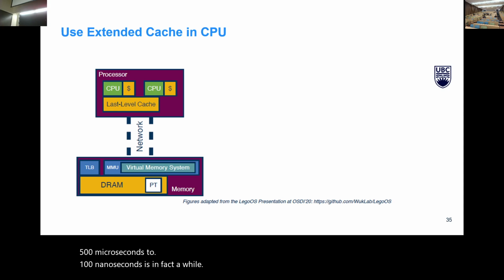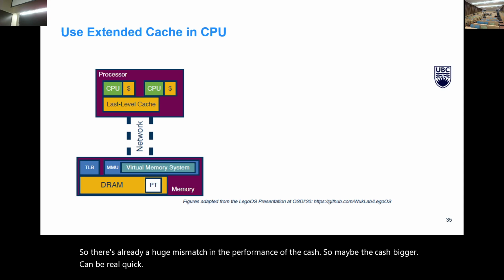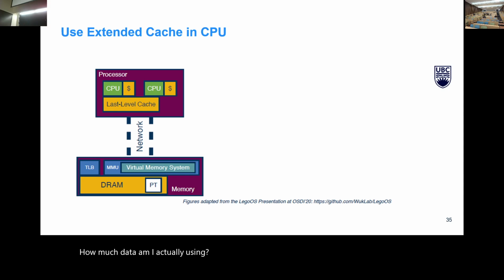So there's already a huge mismatch in the performance of the cache. So making the cache bigger can be a real win. But it all depends on the locality of the working set. How much data am I actually using? It turns out that locality in CPUs is really good. CPUs are extraordinarily good at watching in advance, prefetching things, and predicting what you're going to do.